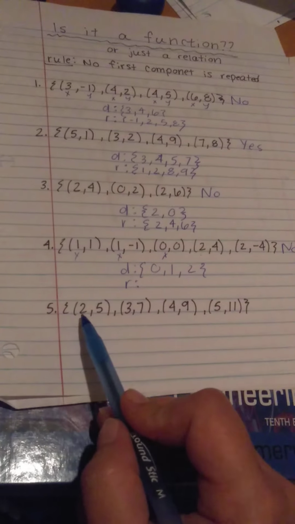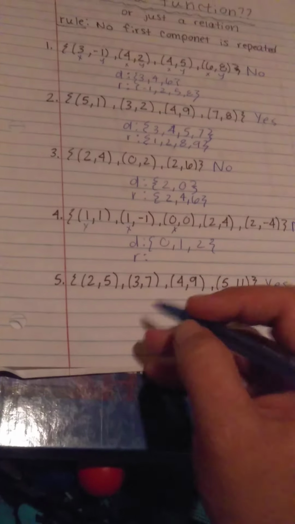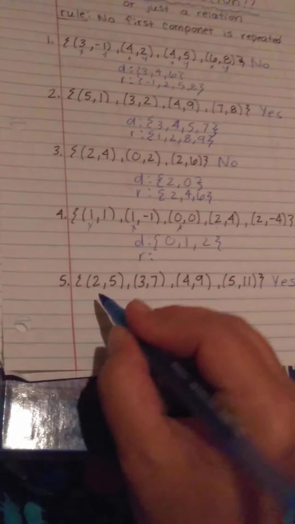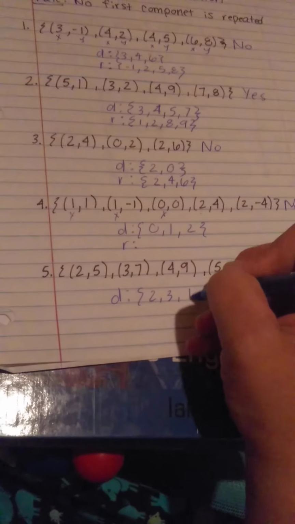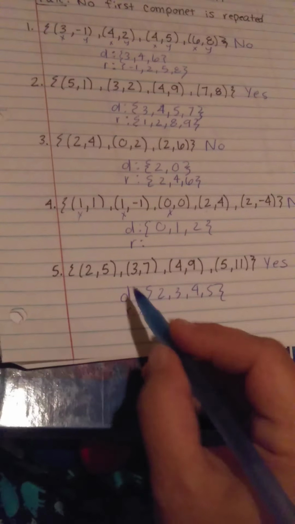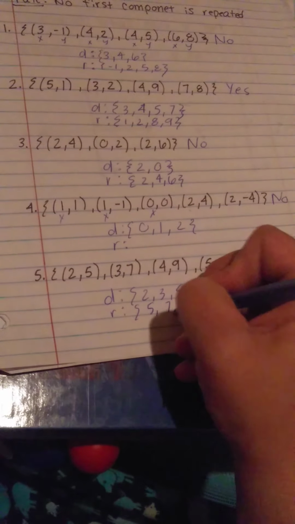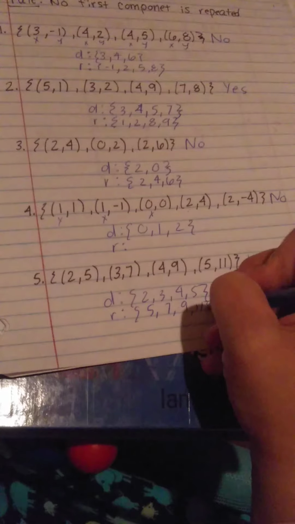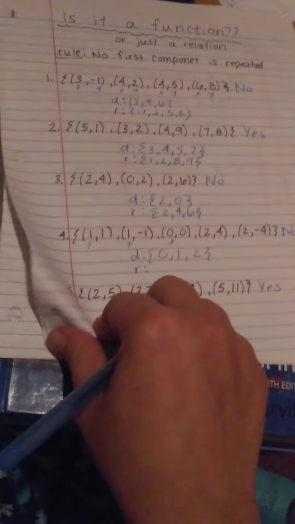Alright, last one. Is this a function? 2, 3, 4, 5. Yes it is, because none of those are repeated. Domain, all the x's. 2, 3, 5. Range, it goes right in order. 5, 7, 9, 11. Done. Those are the how to decide if it's a function from the points.